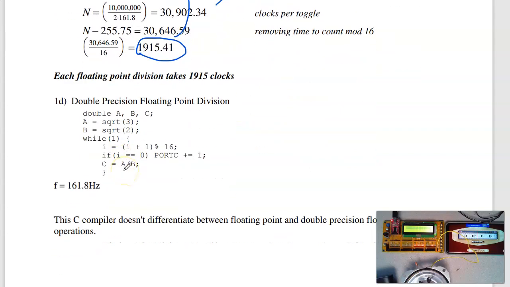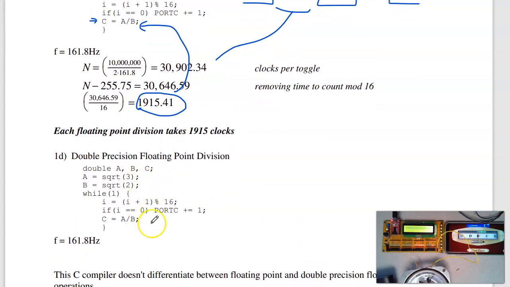If I do a double precision divide, I get exactly the same answer. So apparently for this C compiler, the algorithm for double precision floating point divide is exactly the same as a single precision floating point divide. I didn't know that, but apparently it is.